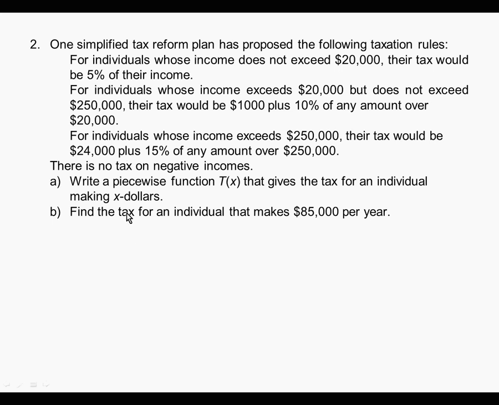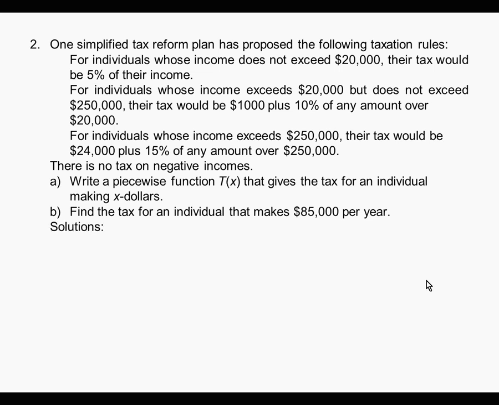So it says write a piecewise function. Oh, no tax on negative, right? So write a piecewise function capital T of X that gives the tax for an individual making X dollars. And part B, find the tax for an individual that makes $85,000 per year. Notice, since we're only doing one function evaluation, it's not really worth the effort to put this into the calculator. And notice the $85,000 would be using the middle formula right here, because $85,000 exceeds $20,000, but has not exceeded $250,000. Notice under this tax plan there are no such things as deductions.